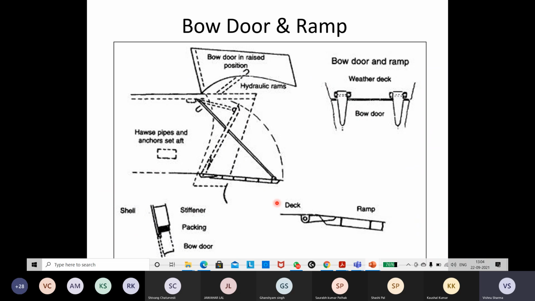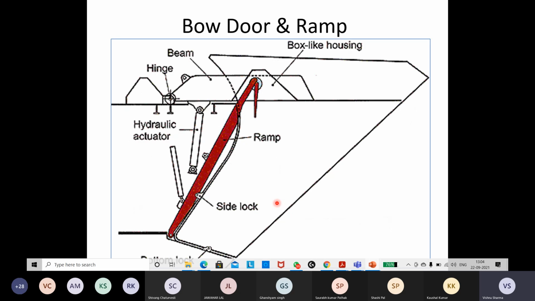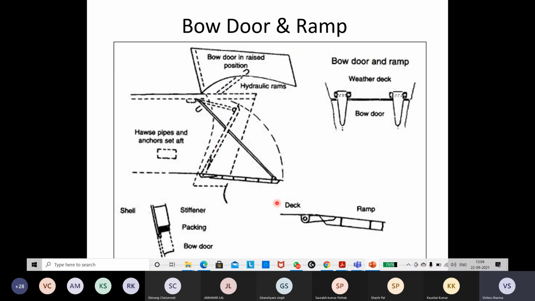Now you have to learn the diagram of the bow door and bow ramp. These are 2 diagrams, one closed visor type and one open. So let us see these diagrams. You see this is the bow visor in the open position. What is operating it are the hydraulic rams. So this is the hydraulic ram which is operating it. When you close it, it will come and close along this line. It will close like this.